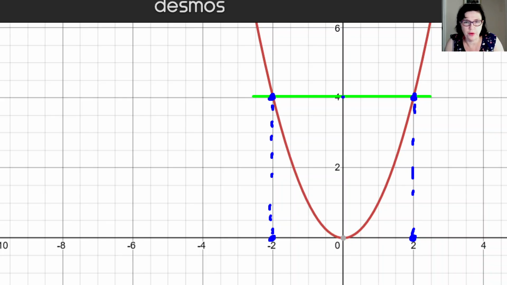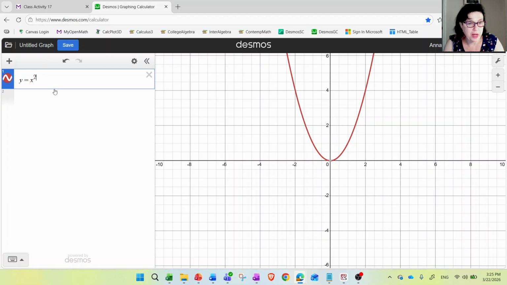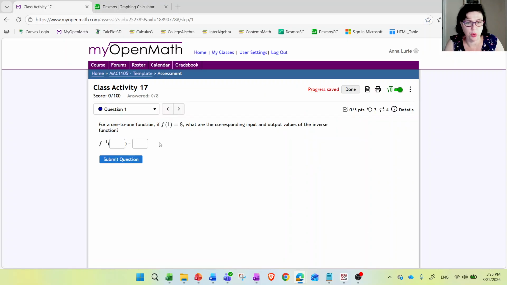So one-to-one functions have to satisfy what we call the horizontal line test. What that means is if you draw a horizontal line, it must intersect the graph at only one point. Otherwise, the function is not what we call invertible. But to find the inverse, if it is invertible, all you have to do is switch the input and output.